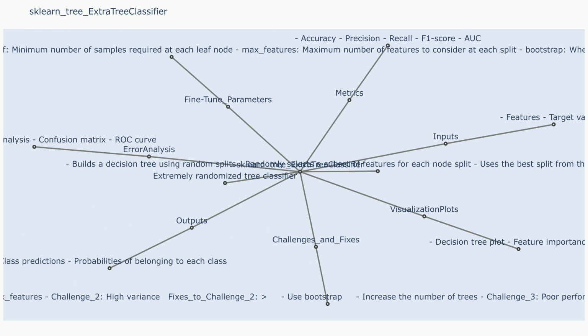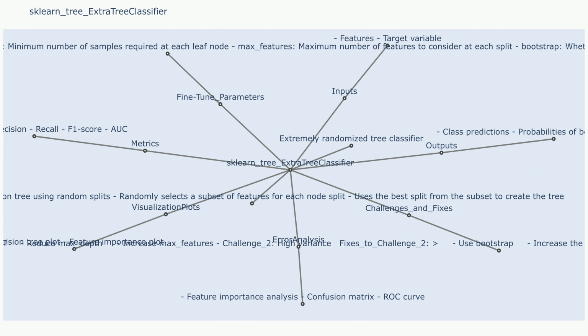Challenge 2. Feature importance interpretation. Interpreting feature importance scores from extra trees classifier can be challenging, especially when dealing with correlated features. Sample use case. If two features are highly correlated, extra trees classifier may attribute the importance of the prediction to one feature while the other remains seemingly unimportant, even if both are contributing equally.